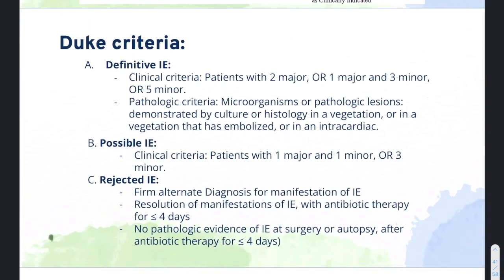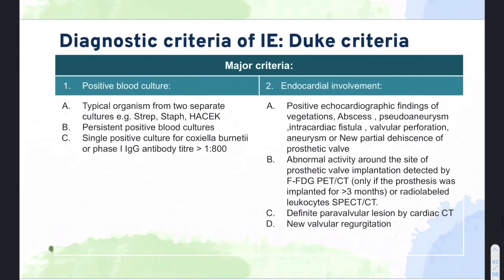So now for the Duke criteria, it's used for infective endocarditis. There are 3 possibilities: definitive infective endocarditis, possible infective endocarditis, and rejected infective endocarditis. There are major criteria and minor criteria. The major criteria are only two points. Number 1 is positive blood culture. Number 2 is endocardial involvement.